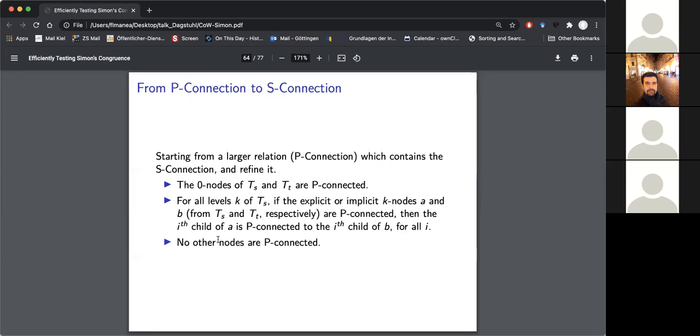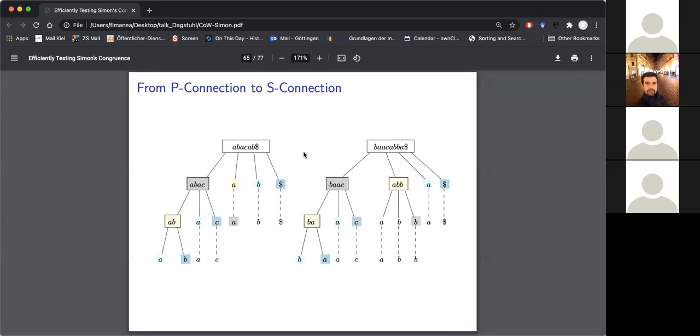So we will define an over approximation of this connection, the so-called P connection, and then we will just refine it iteratively till we cannot refine it anymore, and at that point we have reached the S connection. Essentially the P connection is very simply defined. The 0 nodes of the 2 trees are connected, and then for all levels, if A and B are connected on level k, then the ith child of A is connected to the ith child of B when counting from right to left, and no other nodes are P connected. Here you see with the same color the nodes which are P connected.